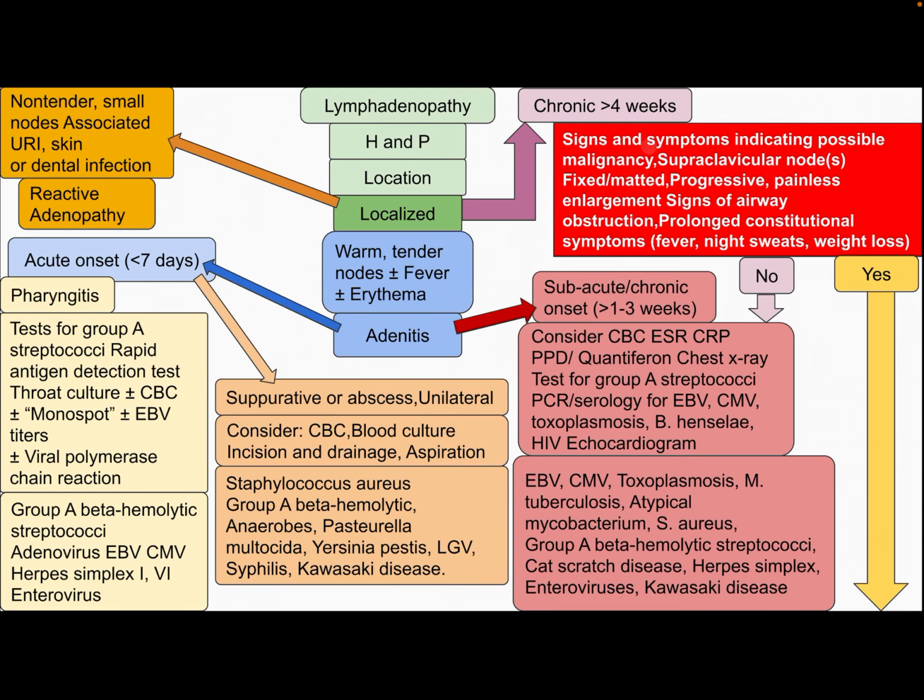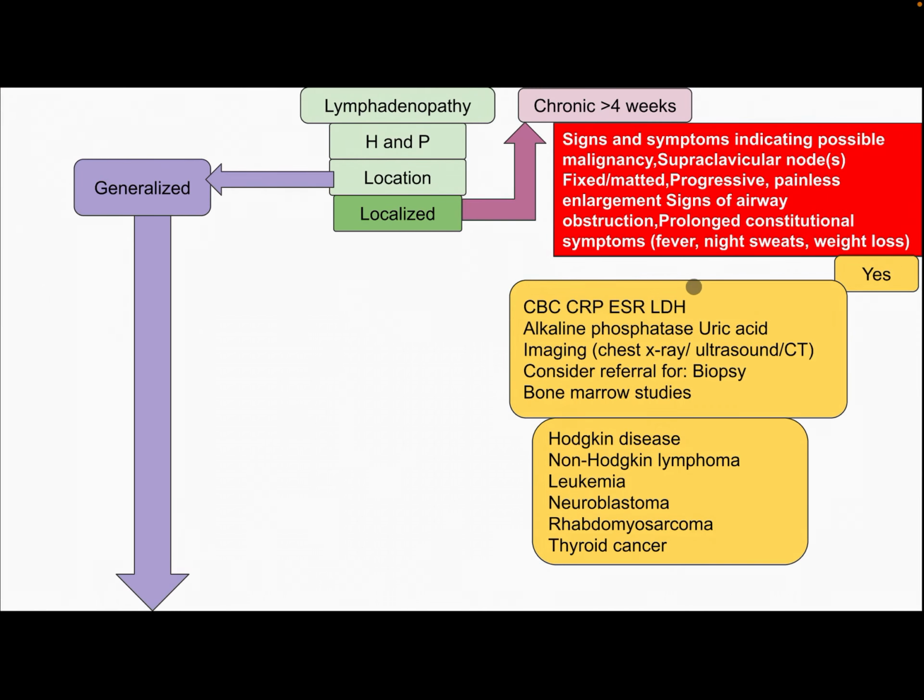If yes, one or more of these is present, the patient needs complete blood count, C-reactive protein, ESR, LDH, alkaline phosphatase, uric acid, imaging: chest X-ray, ultrasound, CT. Consider referral for biopsy, bone marrow aspiration study. Differential diagnosis: Hodgkin disease, non-Hodgkin lymphoma, leukemia, neuroblastoma, rhabdomyosarcoma, and thyroid cancer.